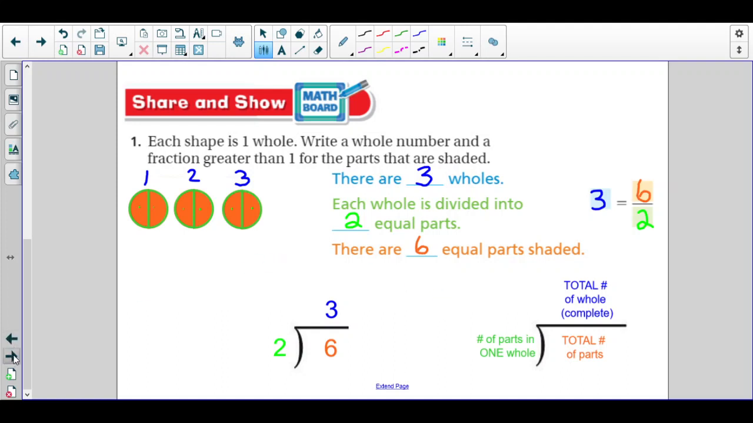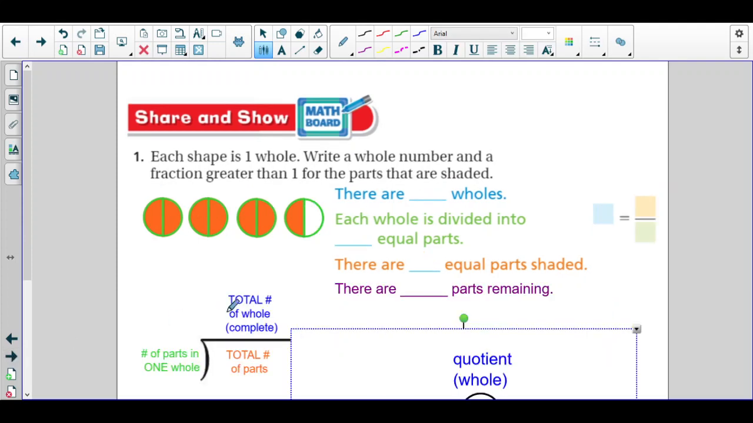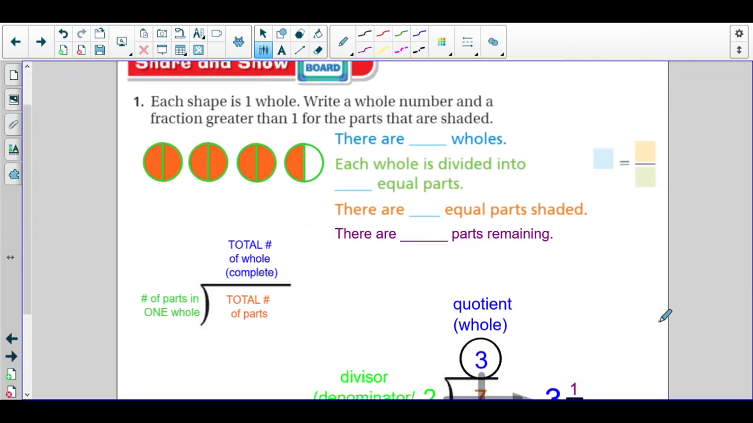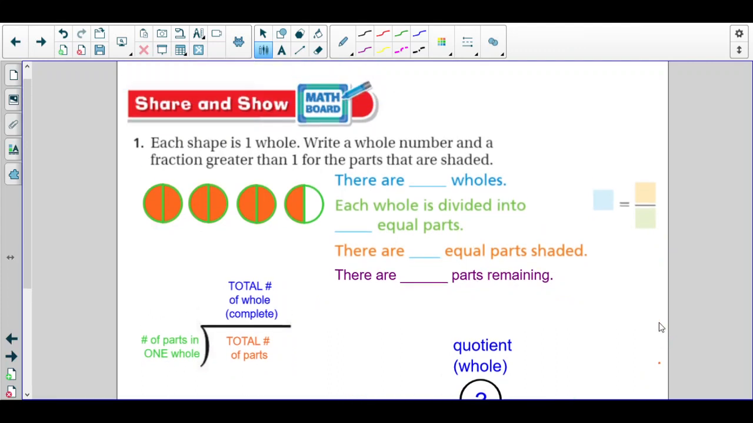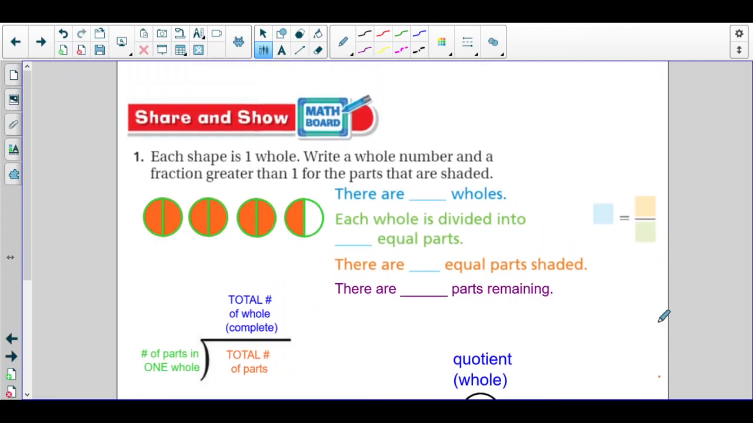But what happens if we have a situation like this? Okay, let's take a closer look here. There are blank whole pieces. Well, I have 1, 2, and 3 whole pieces. Okay, this one's not whole. It's not shaded in yet. So there are 3 whole pieces.